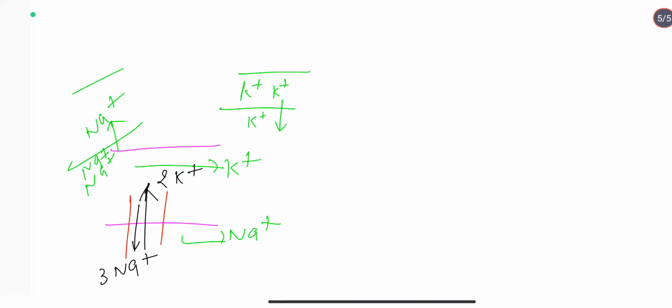But here, what is happening? What is this sodium potassium pump doing? It is moving the potassium inside the cell. Inside the cell there is already so much potassium, and you are putting in more potassium. You have to give it energy to do that, right?